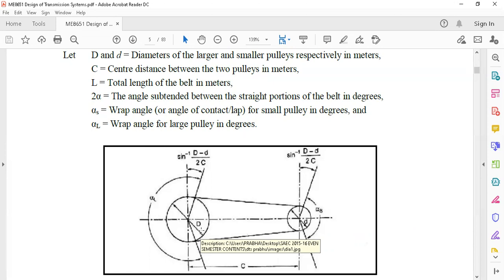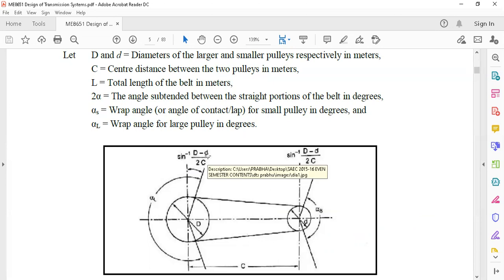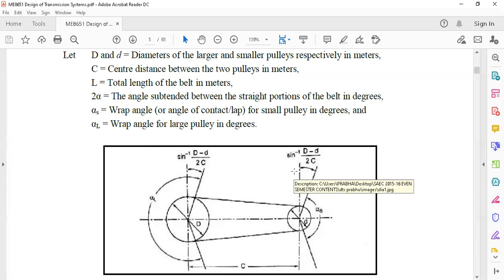It will be considered that some deviations occur. Okay, that is called the stubborn angle, and the difference between these two comes under sine inverse of capital D minus small d divided by 2c. That is called the stubborn angle, and the same applies to the smaller pulley also, when considering the wrap angle of the smaller pulley.